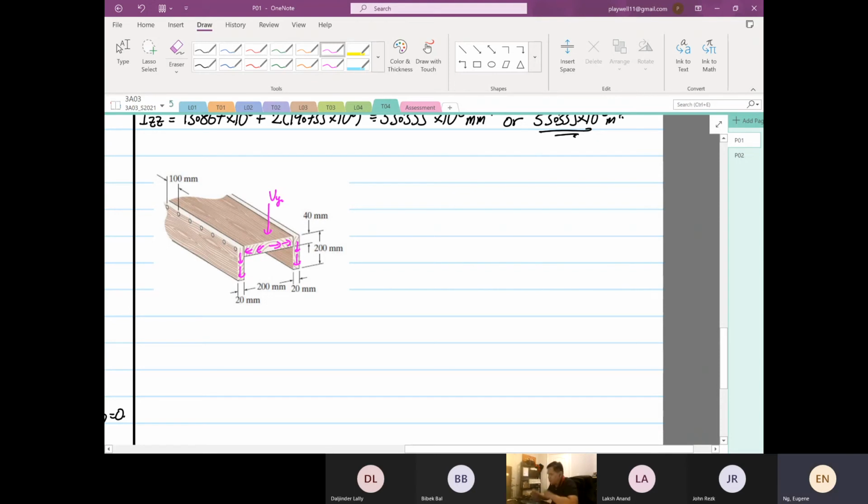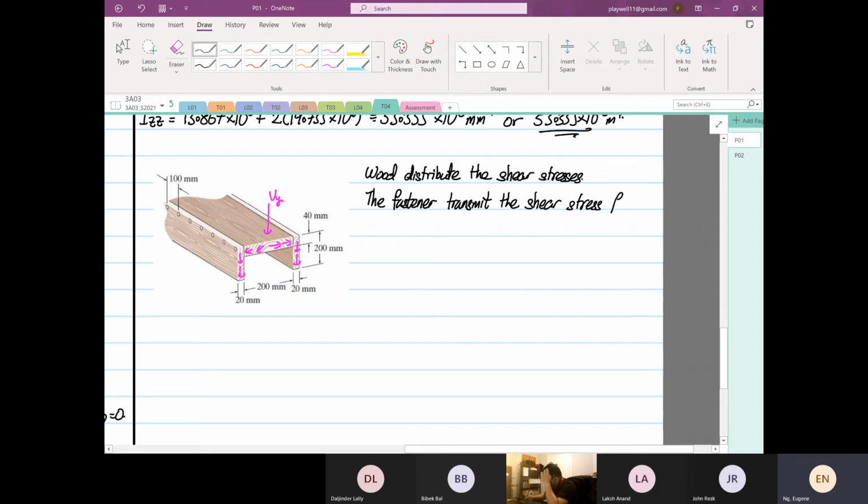So the important thing to remember is the wood would distribute the shearing stress, right? Shearing stresses. The fastener transmits the shearing stress.